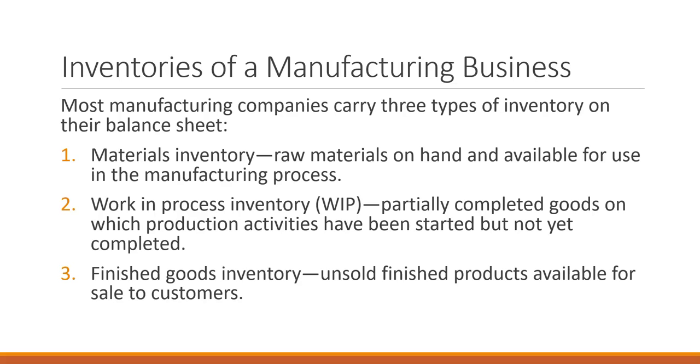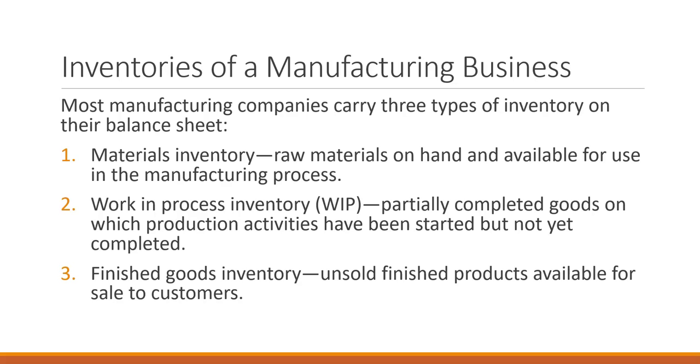We have multiple inventories when we have a manufacturing business. In Principles of Accounting 1, we dealt with merchandising. Merchandising companies have one type of inventory, merchandise inventory. In a manufacturing business, we have multiple types of inventory. First is our materials inventory. These are all of our direct materials that haven't been started in the manufacturing process yet. So this is every individual item that we buy to build whatever we're going to build. We keep that in the materials inventory until we start it into production.